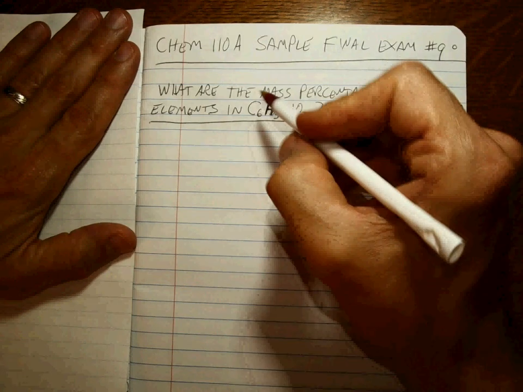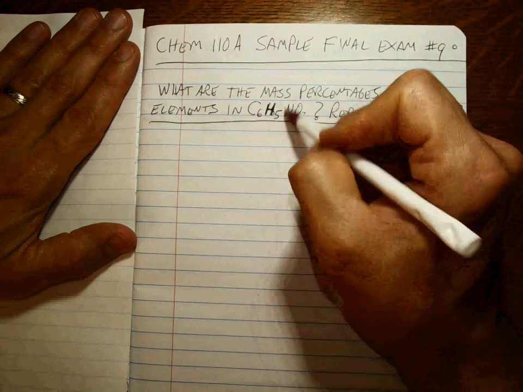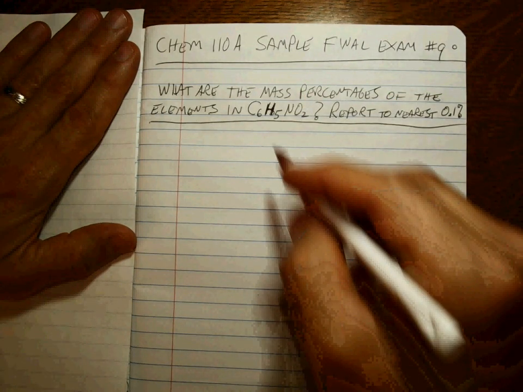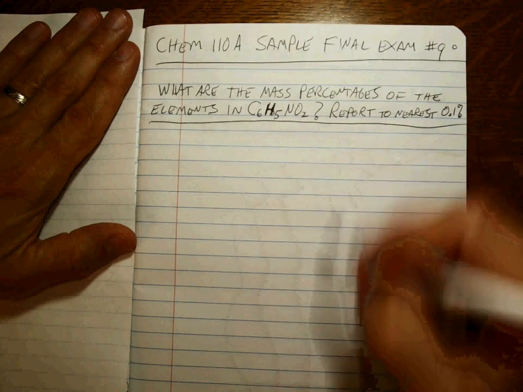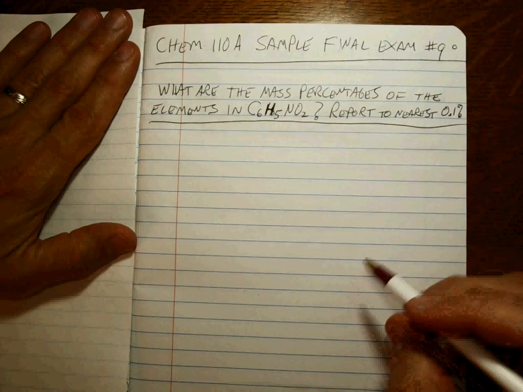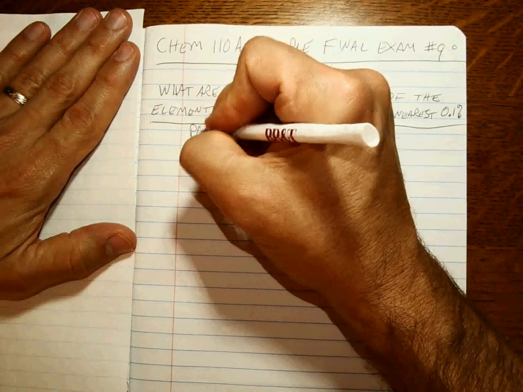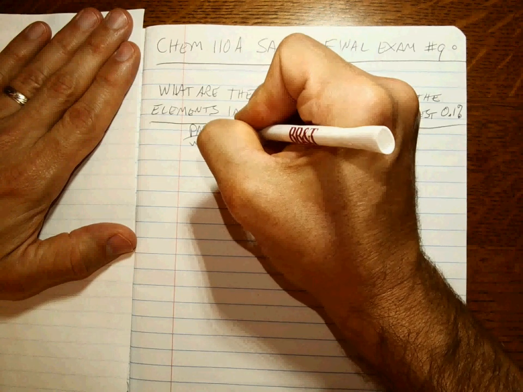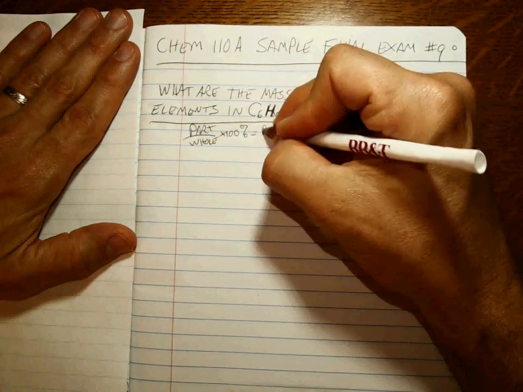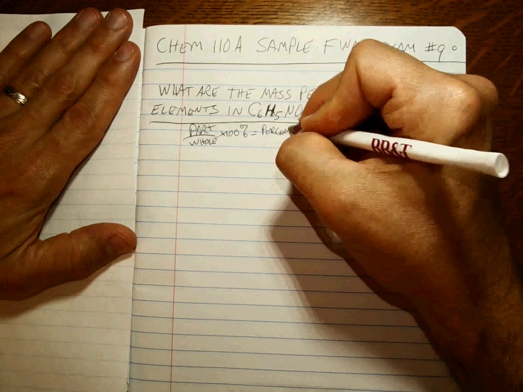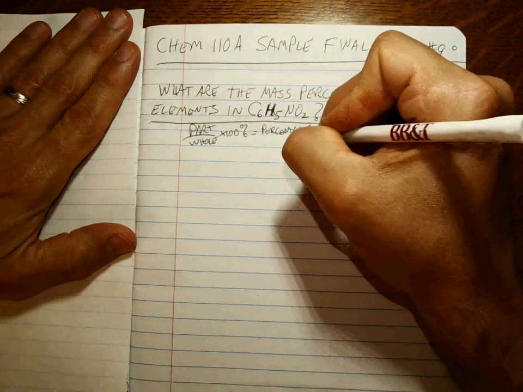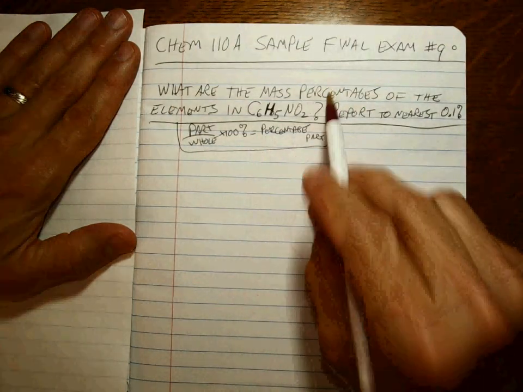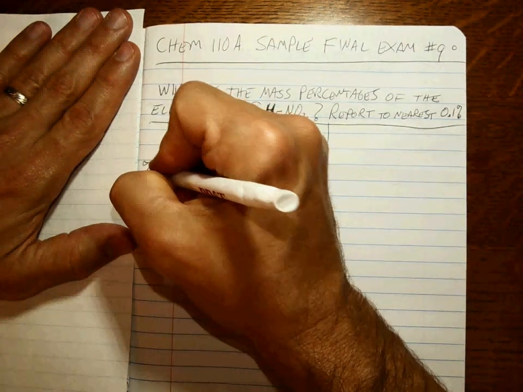Okay, so we have to total up all the carbons, all the hydrogens, all the nitrogens, and all the oxygens, and their masses if we had 1 mole of this, and then figure out the percentages for each. Well, part over whole times 100% is equal to the percentage of the part. That is what we always use for percentage problems. So what about the percent carbon?